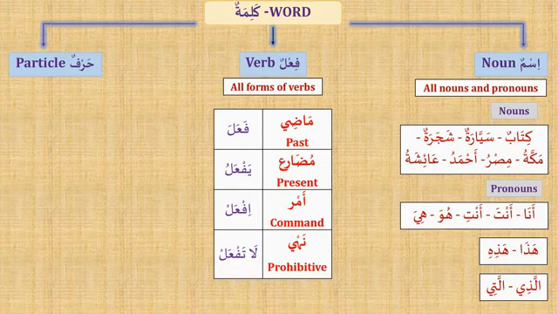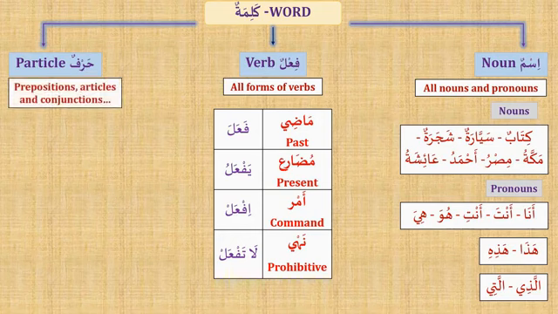نهي, prohibitive, لا تفعل, don't do. The third type of kalima is harf, particle, that includes prepositions, articles, and conjunctions, etc. There are 2 types of particles. The first one, non-causative particles.